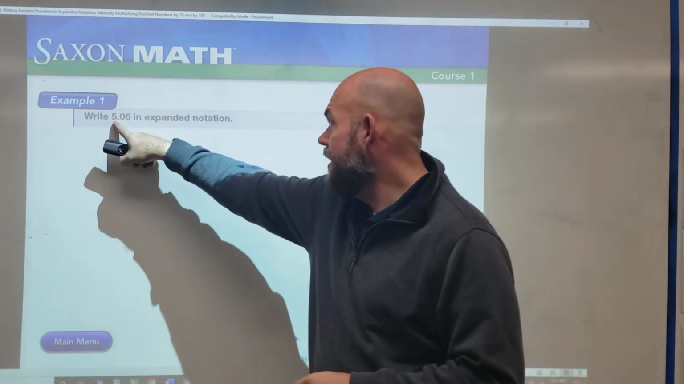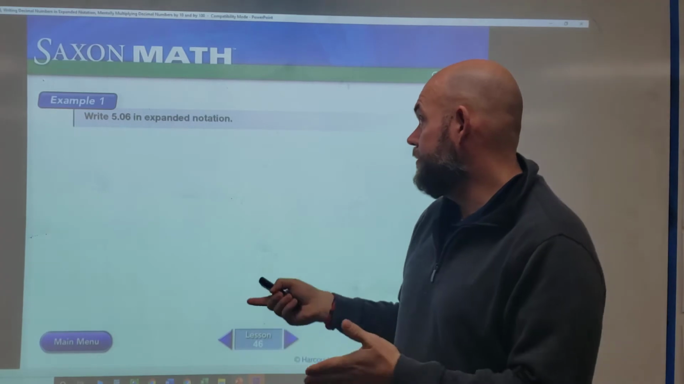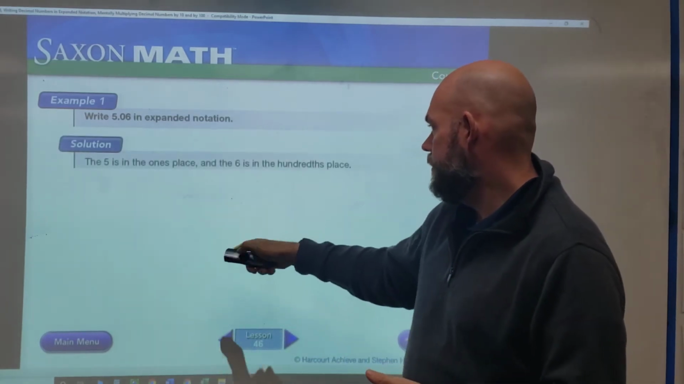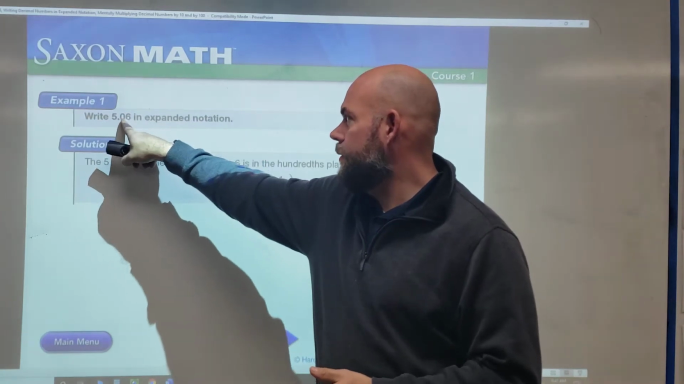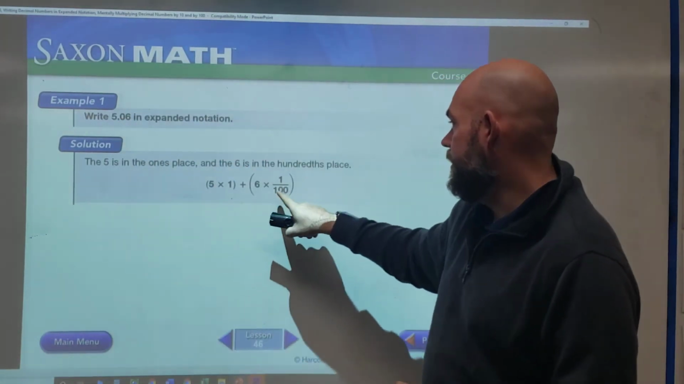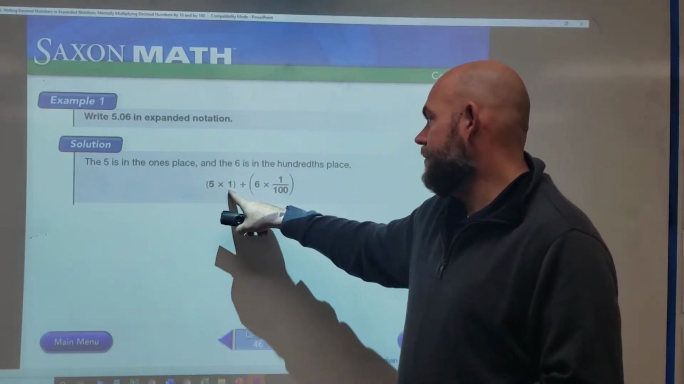So write 5.06 in expanded notation. So we'll start with 5 times 1. All right, then the 0 we don't need to worry about. The 6 is in the hundredths place. So 6 times 1 over 100. That's all we do, and you have to write out the whole thing.